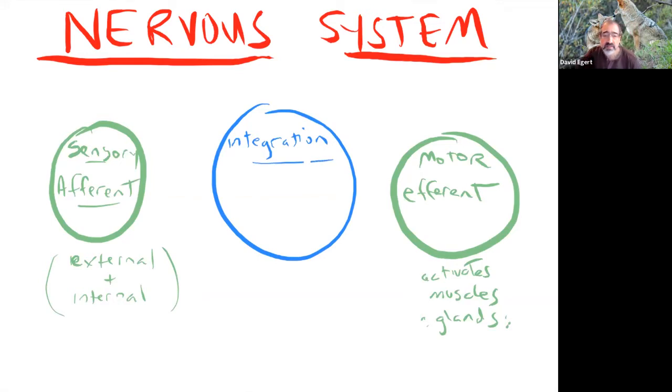Integration means figuring out what to do. We have all this information coming in about the world around us and the world inside of us, and typically you have to decide what is the appropriate response, right? My blood pressure is going up. I need to activate some stuff that's going to bring it down.